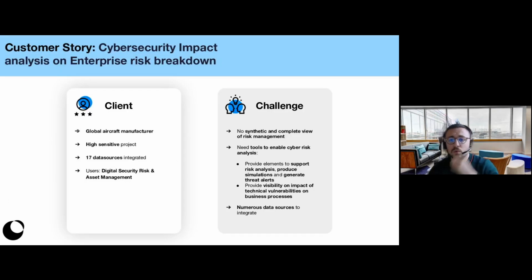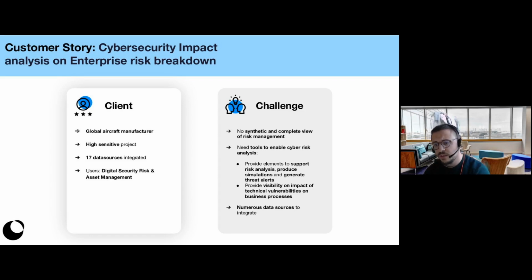So if we look into a customer story around cybersecurity, the first one we can put forward is a client of ours that is a global aircraft manufacturer, and indeed a very complex organization with complex processes, highly sensitive projects, and highly protected assets and data. They had roughly 17 data sources to integrate, covering different aspects such as business processes, servers, bill of materials, and a team of users working on digital security risk and asset management.